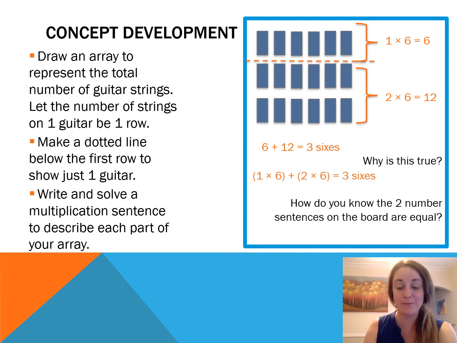It's like saying because we had one group of 6, and then we added 2 groups of 6. Then all together we had 3 sixes still. We just broke it up. How do we know the 2 number sentences on the board are equal?